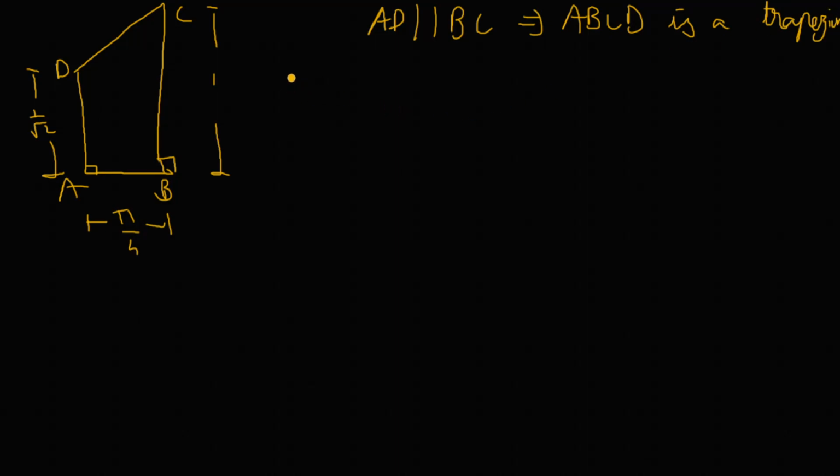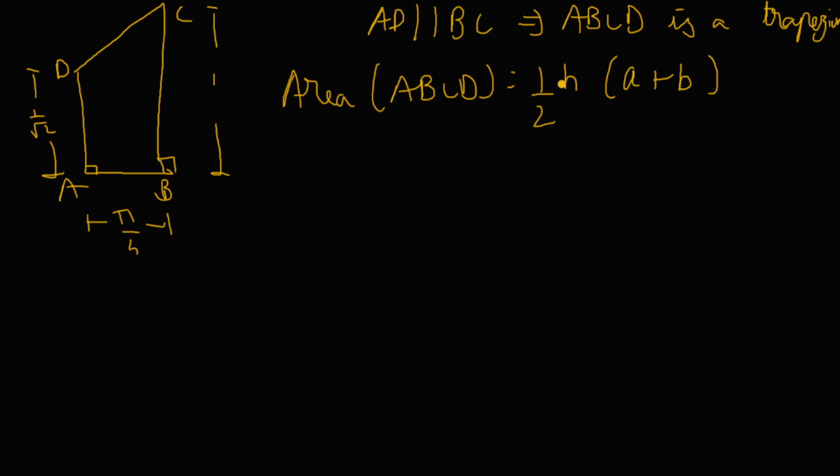So what is the area of a trapezium? The area of ABCD, a trapezium, is given by half into height into the sum of parallel sides. Alright, now we just need to find those. What is the height here? These two are the parallel sides, so height is going to be the distance between the parallel sides, which is pi by 4, which is AB. So 1 by 2 times AB. And what are the parallel sides? AD and BC, times AD plus BC. Alright, now let's just plug in the values.